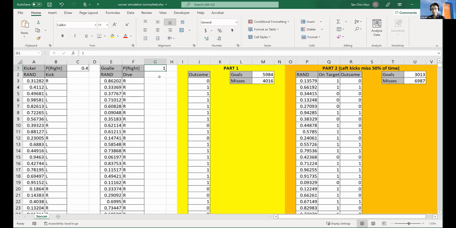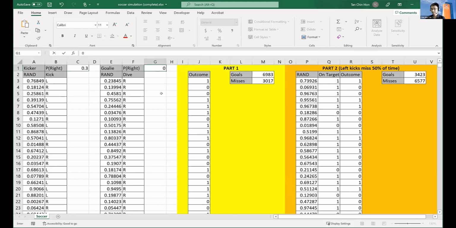Okay, but what happens over here is that if my kicker was to kick to the right with only 30% chance, under this situation, if the goalie was to actually dive more to the left over there, the goalie would actually go ahead and save more goals over there.